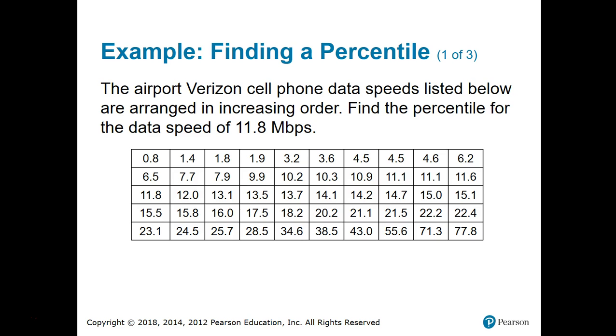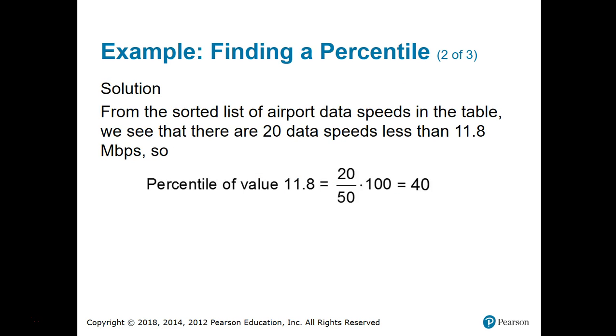So, the Verizon cell phone data speeds listed below are arranged in increasing order: 0.8, 6.5, 11.8, 15.2, and so on. That doesn't seem increasing. Oh, increasing this way. That is a horrible way to increase, but we got them. Find the percentile for the data value of 11.8. 11.8 is here. So we got 1, 2, 3, 4, 5, 6, 7, 8, 9, 10, and so on, up to 20, 21. So it is number 21.